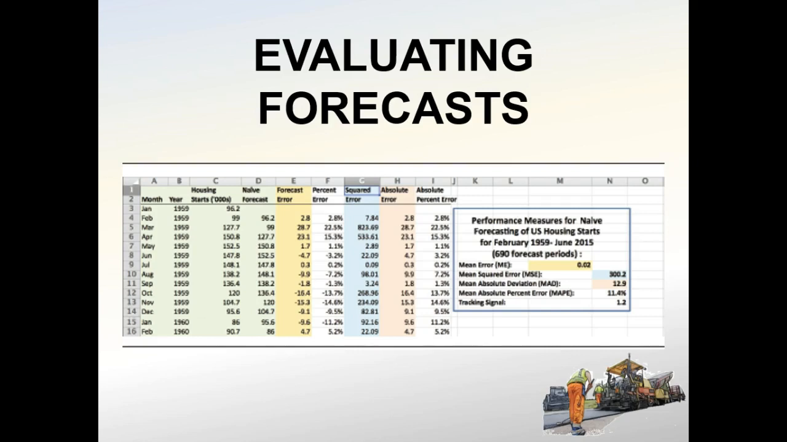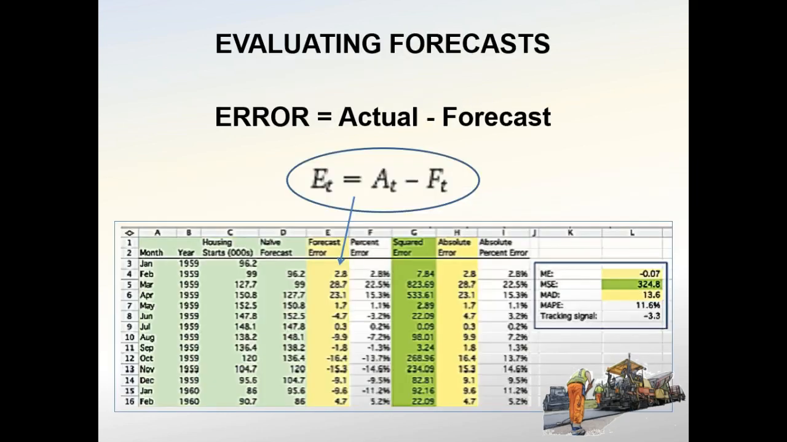Once we create a forecast, we must wait to see the actual outcome to determine the quality of the forecast. Accuracy can be expressed in several different ways, including common performance measures of error. You have mean error, ME, mean squared error, MSE, mean absolute deviation, MAD, tracking signal, and mean absolute percent error, MAPE. So error is the simplest measure of forecast accuracy.